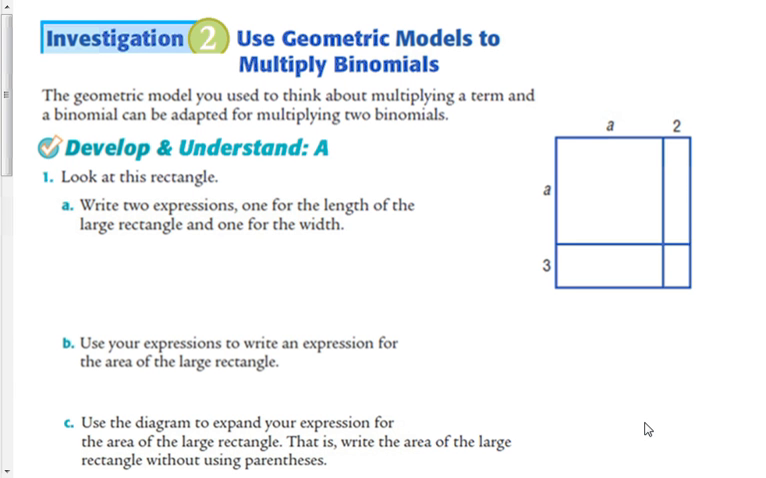Hey students, this is lesson 522. In this lesson, we're going to learn how to create geometric models to multiply binomials.